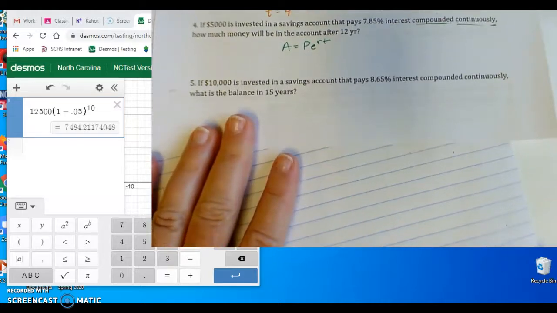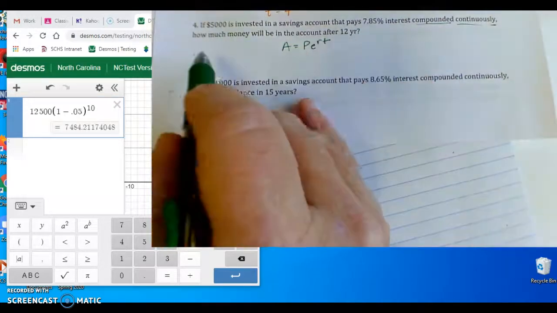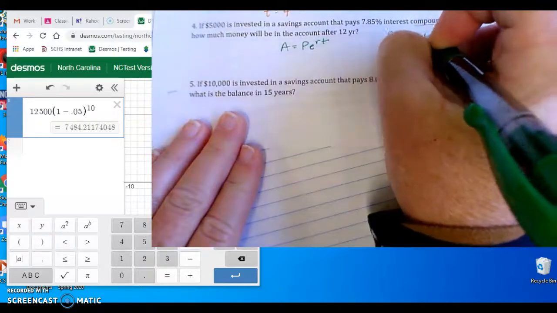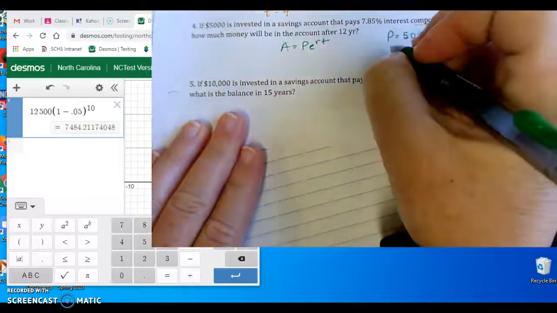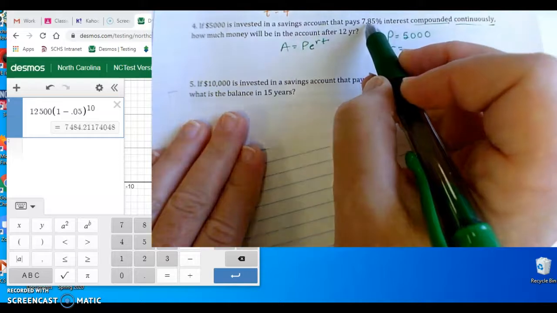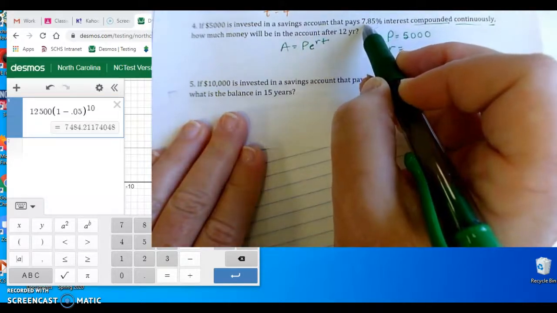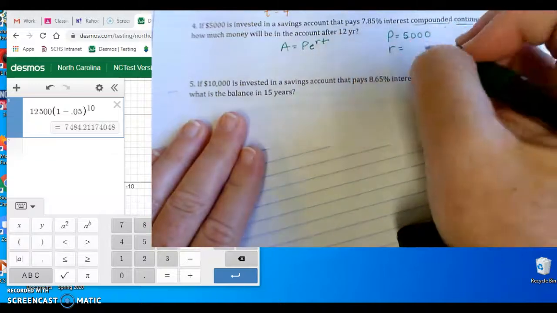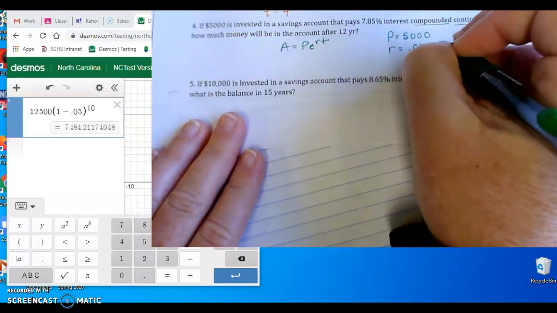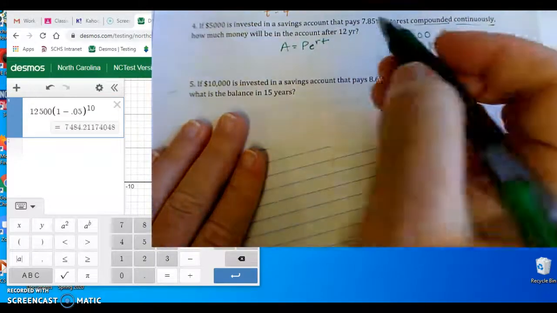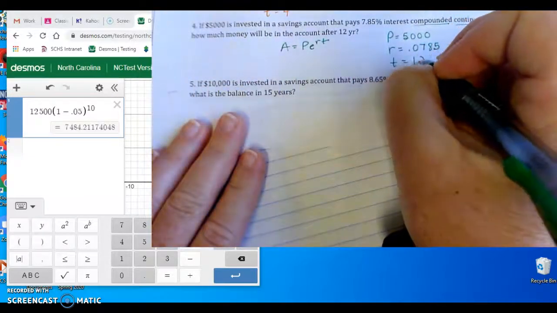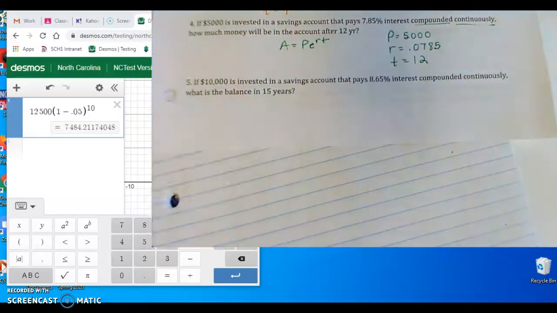Okay? So then, I know that I'm investing $5,000. So P is 5,000. I can see my interest rate. Remember, move the decimal over 2 places to the left, or divide by 100. So you get 0.0785. It wants to know how much is going to be there after 12 years, so I know that T is 12. And then I just put that information in where it goes.